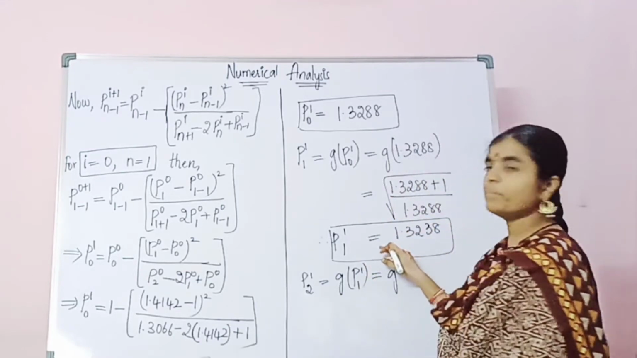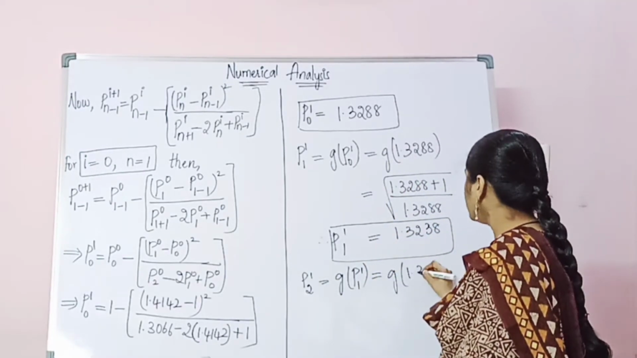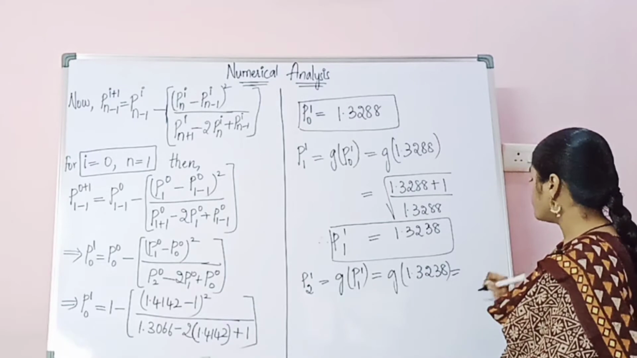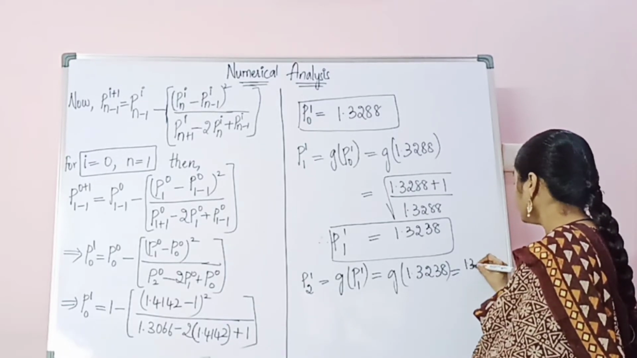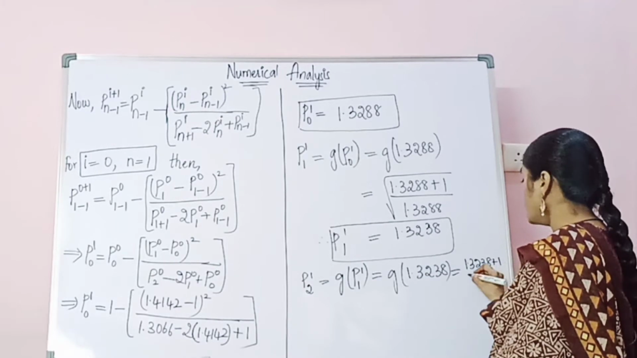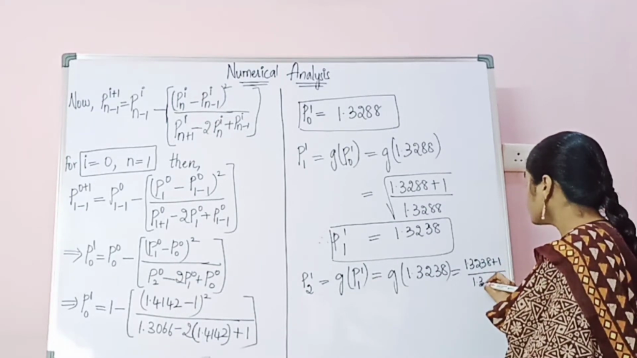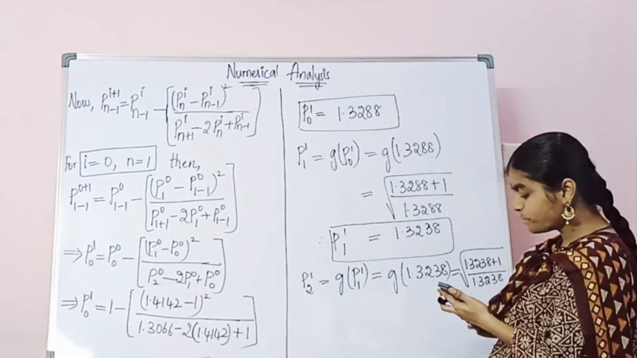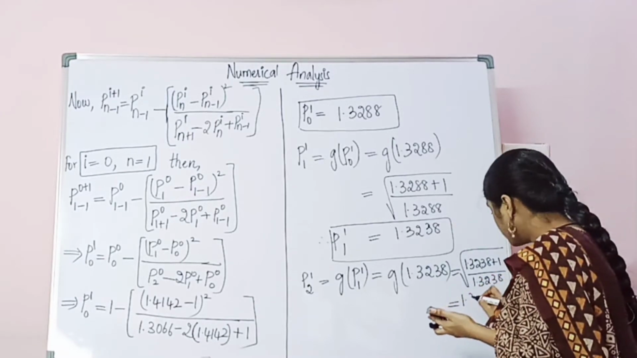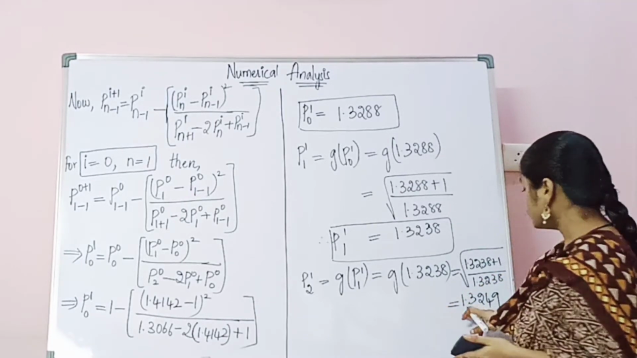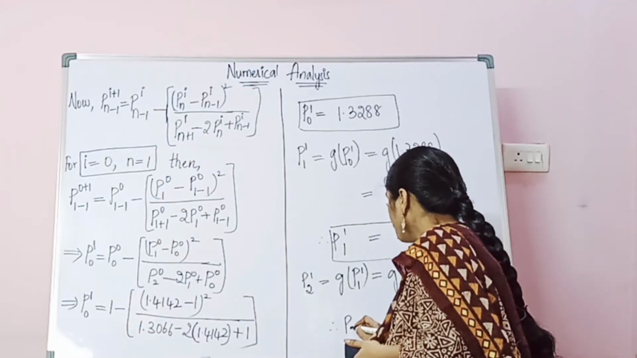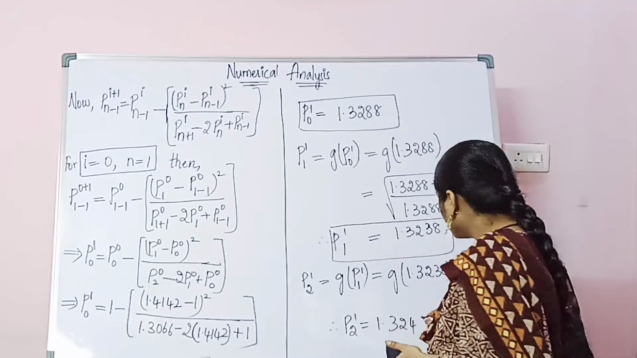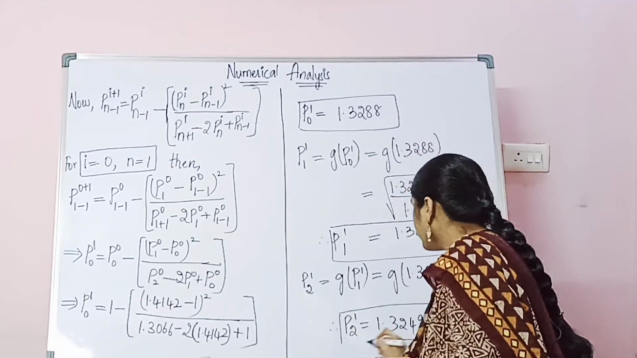So what is P1 power 1? 1.3238, which equals, now we have to again substitute this in G of x. 1.3238 plus 1 by root of 1.3238. After calculating this, what is the value here? 1.3249. So therefore P2 power 1 equals 1.3249. This is the value of P2 power 1.